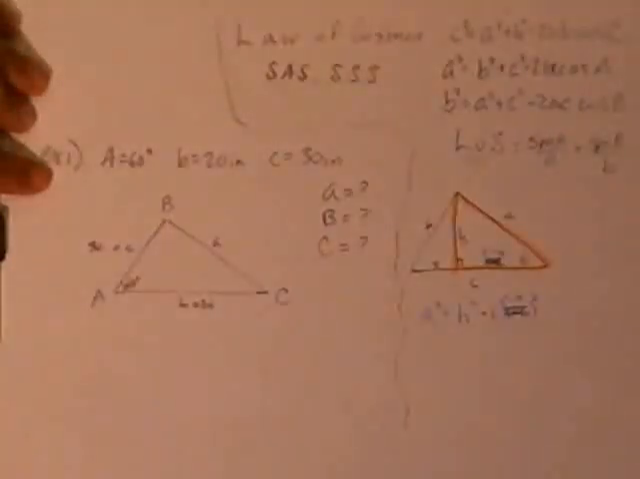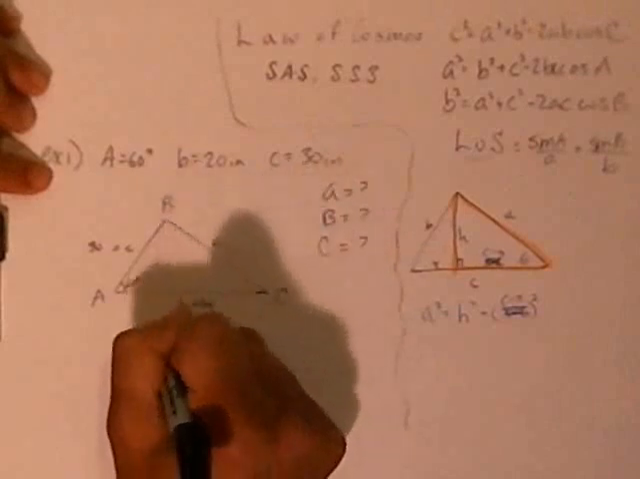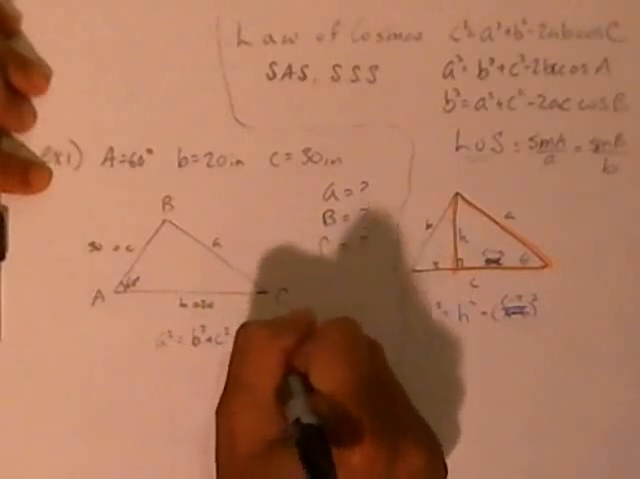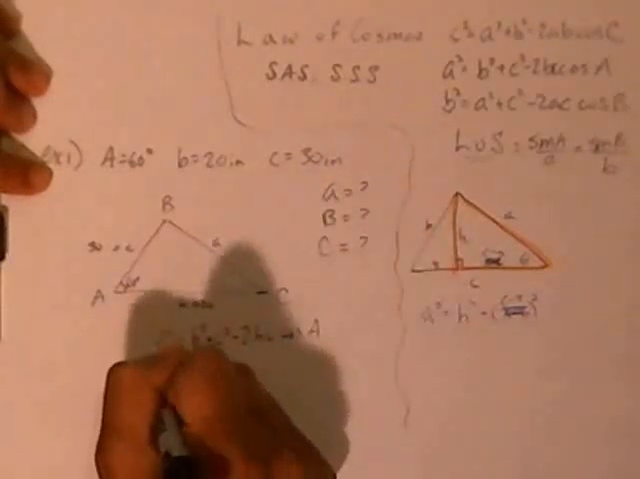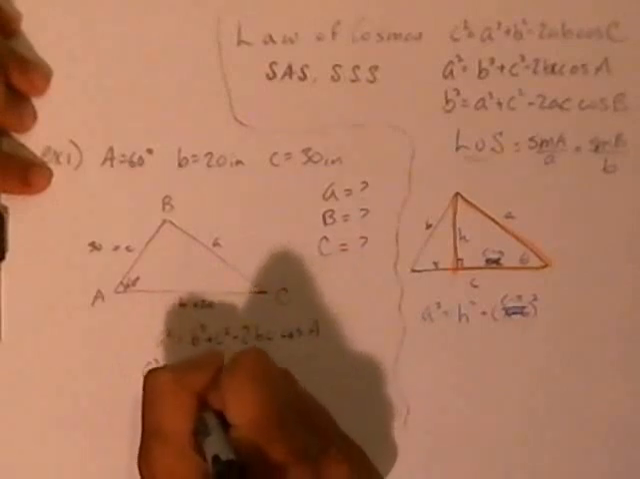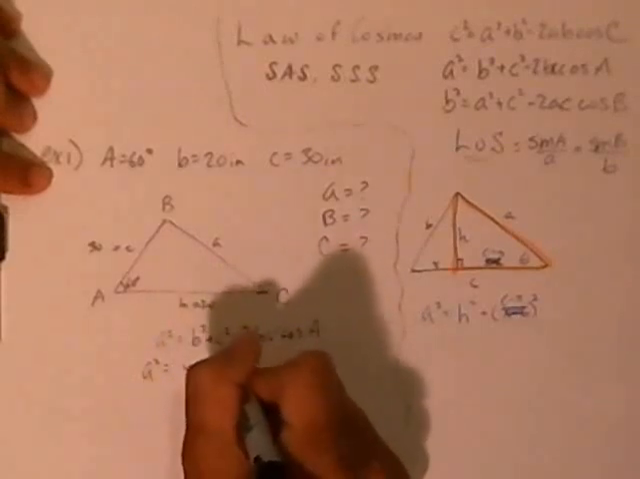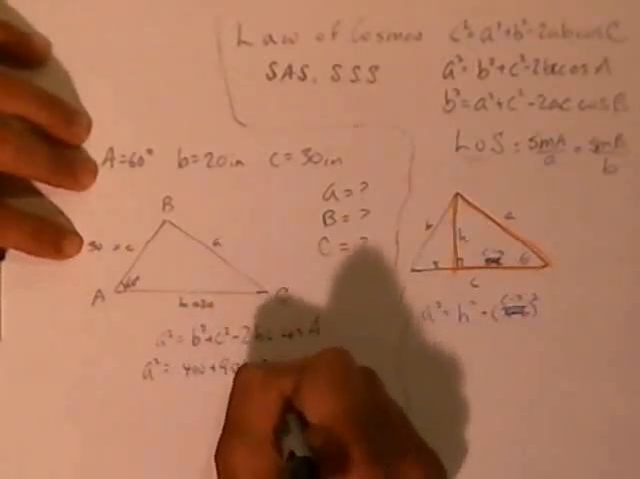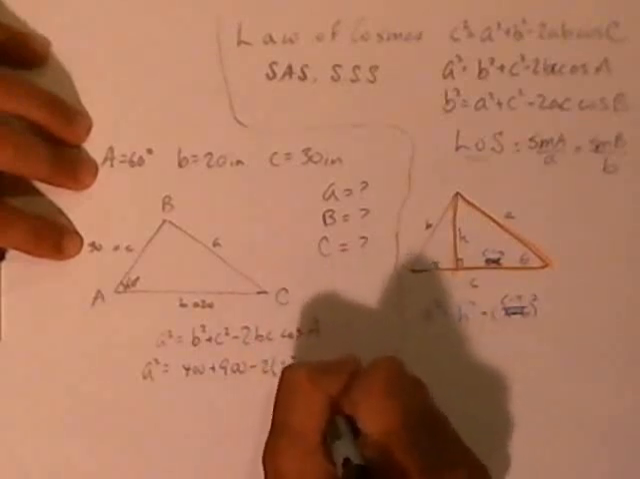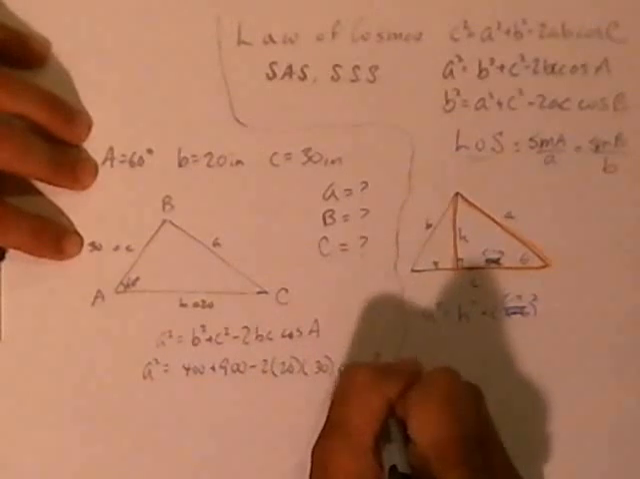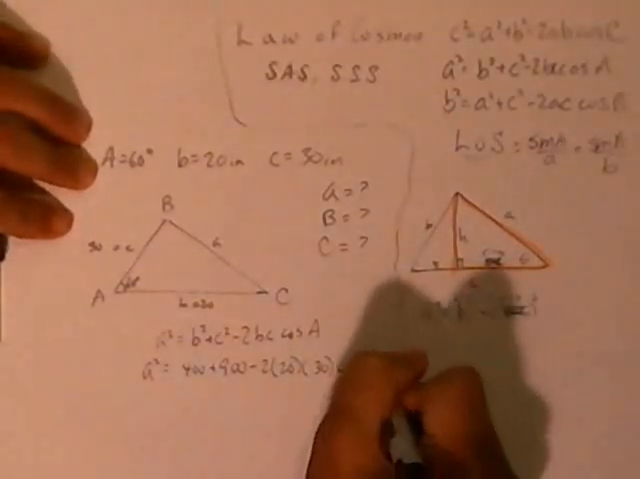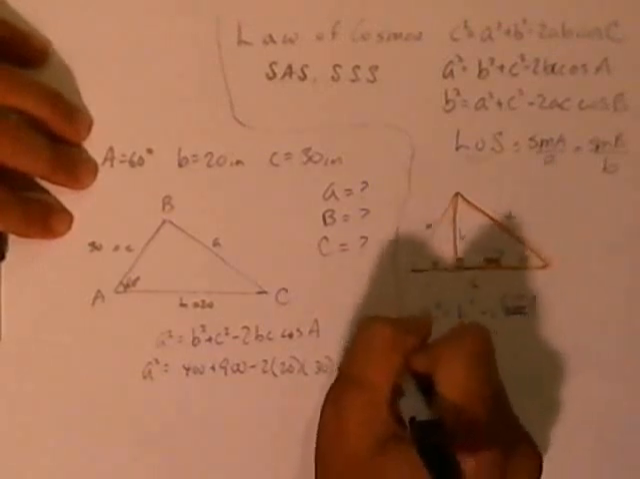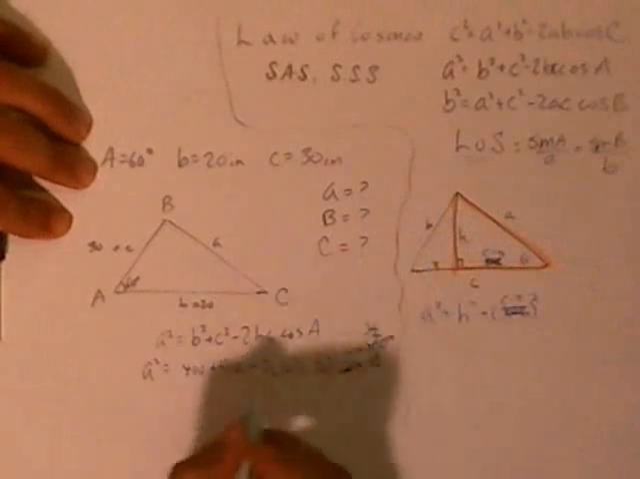Here it is right here. So, little a squared is equal to b squared plus c squared minus 2bc cosine of the big angle. So little a squared is equal to b squared, which is 400, plus c squared, which is 900, minus 2 times 20 times 30 times the cosine of that angle right there. They give you cosine of A, which is cosine of 60 degrees. Cosine of 60 degrees is 1/2. I know that to be true.